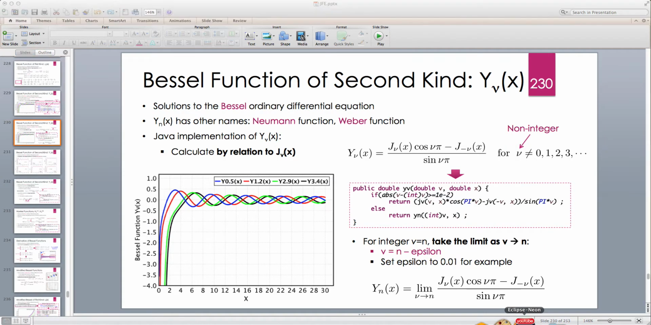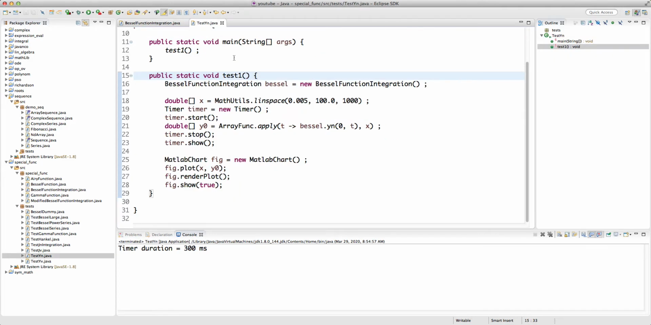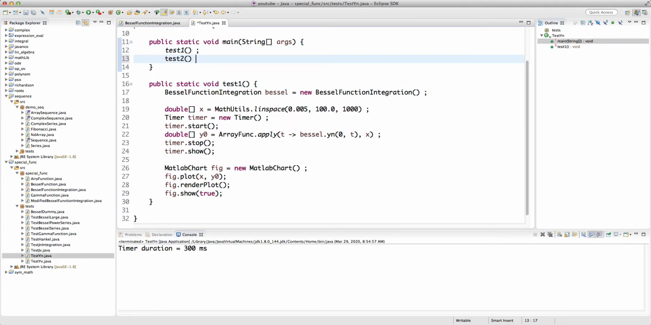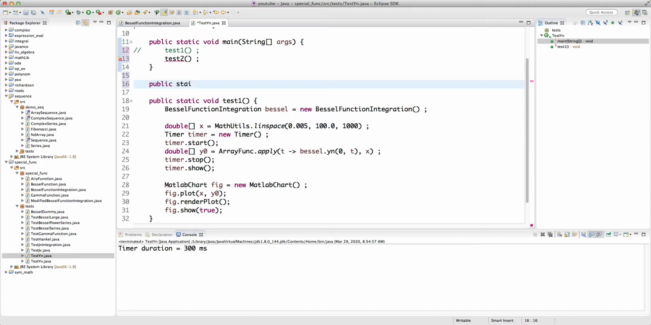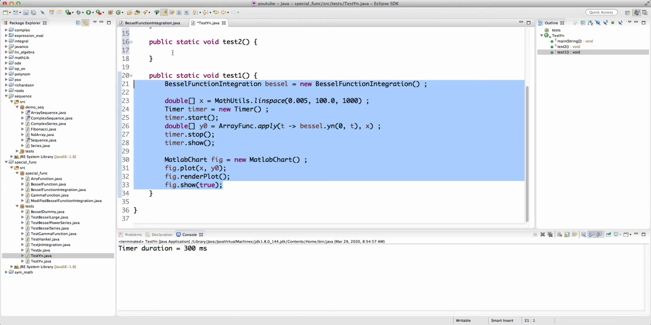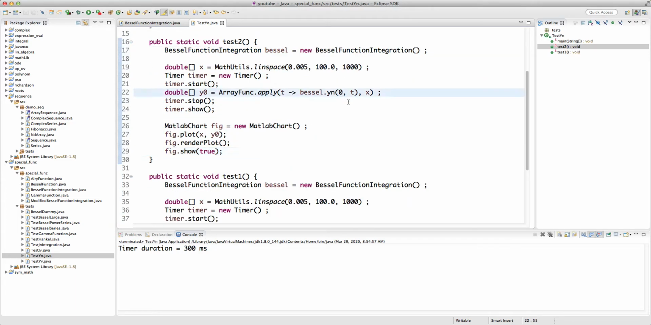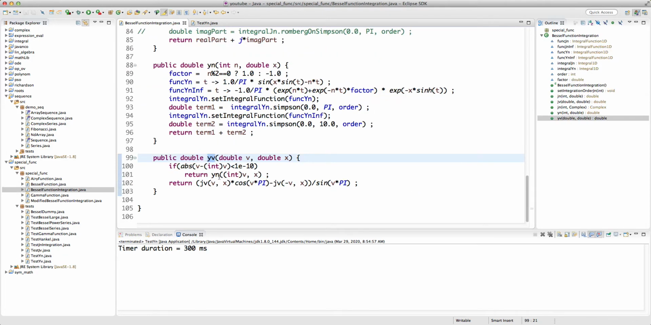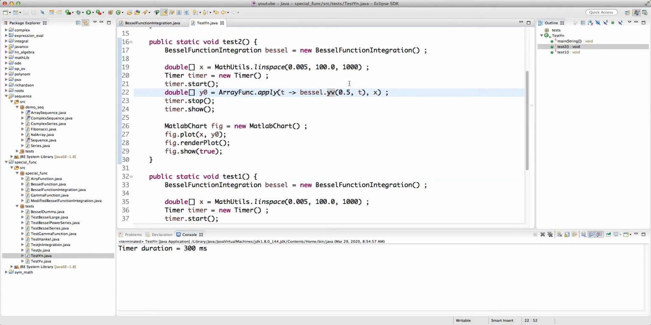All right, so let's just quickly test this as well. So maybe I'm going to create test 2 here, and I want to run test 2, public static void test 2, and here I'm going to copy and paste this. But now instead of yn, I cannot invoke a double on the yn, because yn only works for integers, so I invoke y nu, all right? And this y nu basically invokes 2 j nu evaluations. So let's see, test 2.